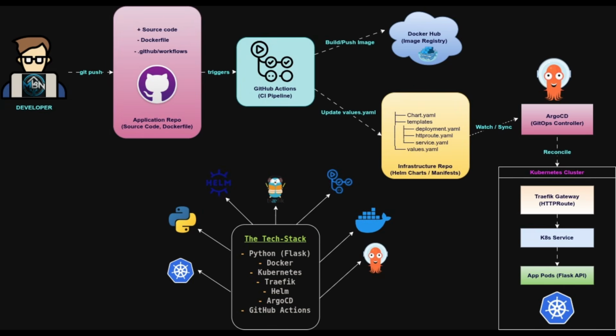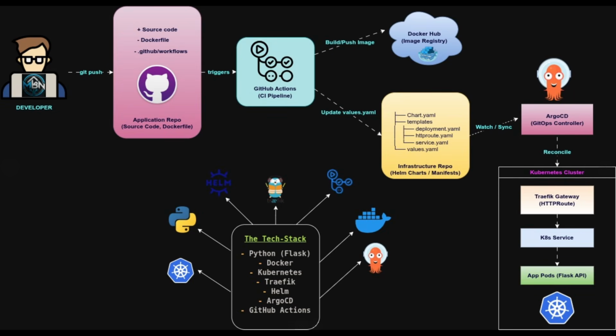Helm, think of this as the app store for Kubernetes. It helps us manage complex Kubernetes configuration using simple templates. And we will use Argo CD, which is the heart of our GitOps. It watches our GitHub repo. The moment we change code, Argo CD automatically syncs those changes to our cluster. And last but not the least, we will use GitHub Actions, which is our automation engine. It handles the heavy lifting of building images and pushing them to the DockerHub.